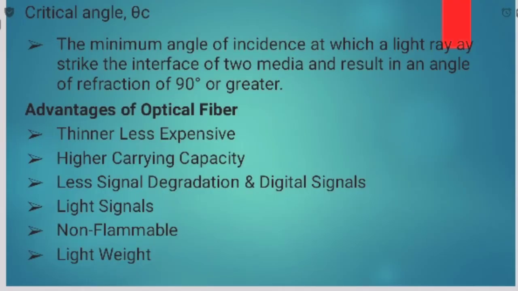Another important thing we should take into account is the critical angle at which the light has to travel. The critical angle is the minimum angle of incidence at which the light ray strikes the interface between the two media, such that the angle of refraction is 90 degrees or greater, which satisfies the total internal reflection principle. So this is the critical angle at which the light has to travel.